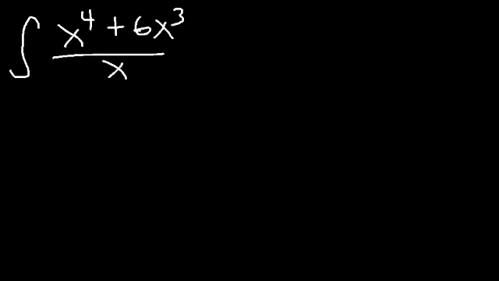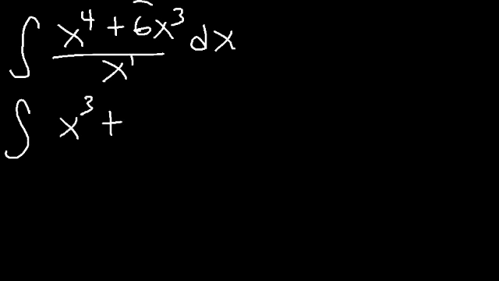Let's try this one. (x⁴ + 6x³) divided by x dx. What should we do here? What would you do in this problem? Now, if you have a fraction with a single term in the bottom, separate it into two smaller fractions. So x⁴ divided by x is x³. 6x³ divided by x is 6x².